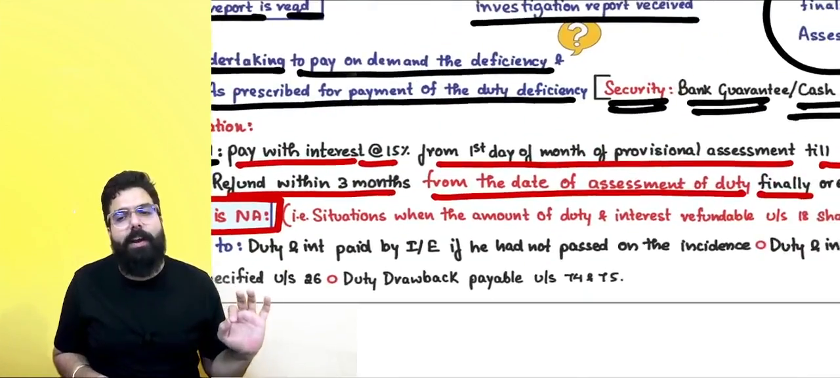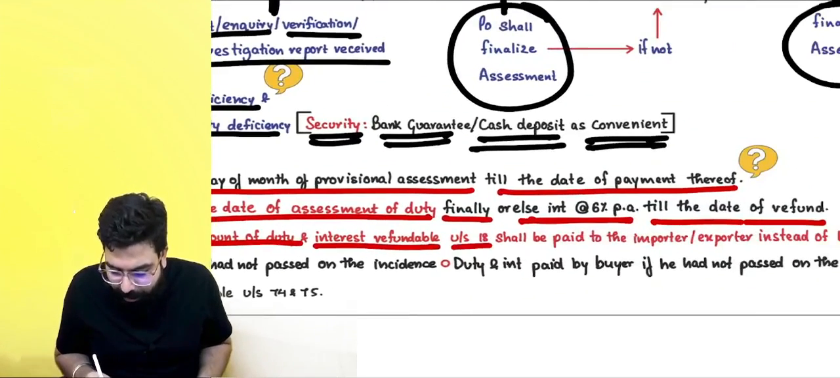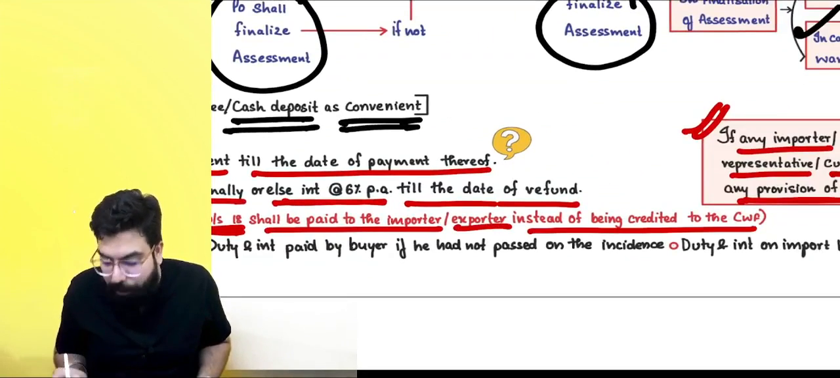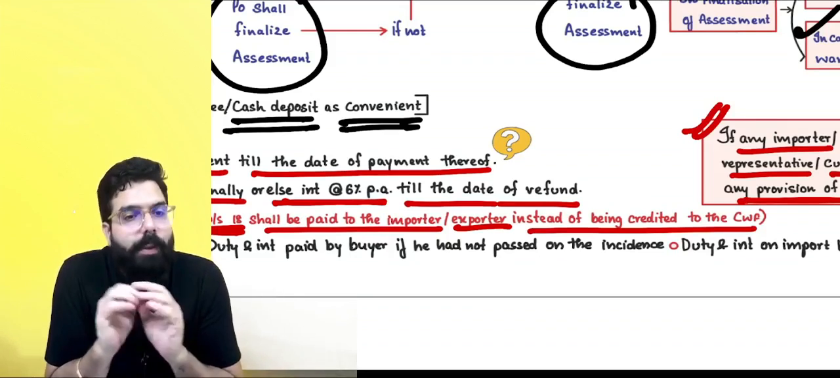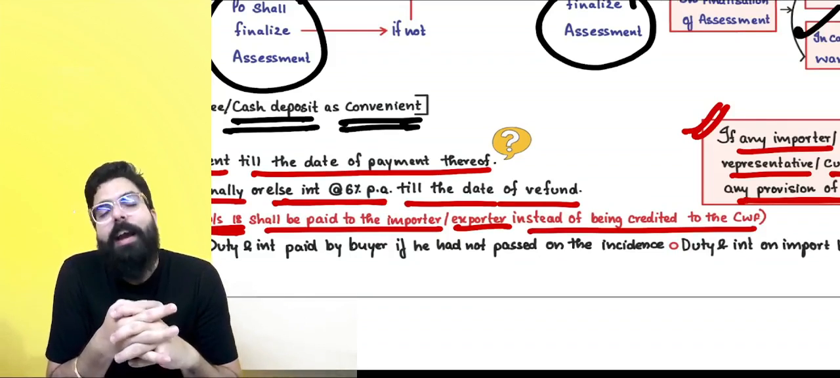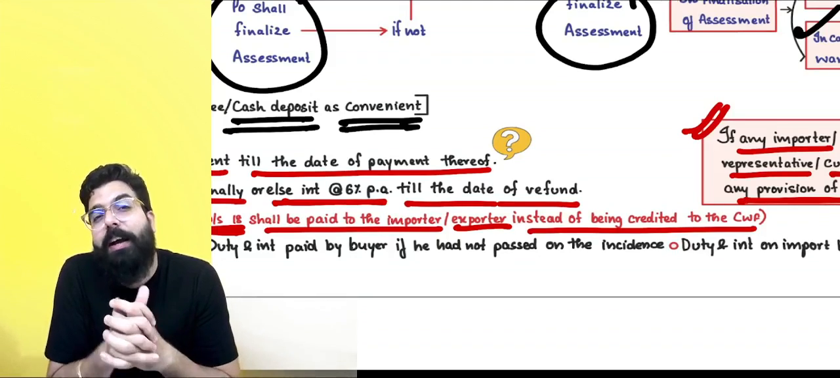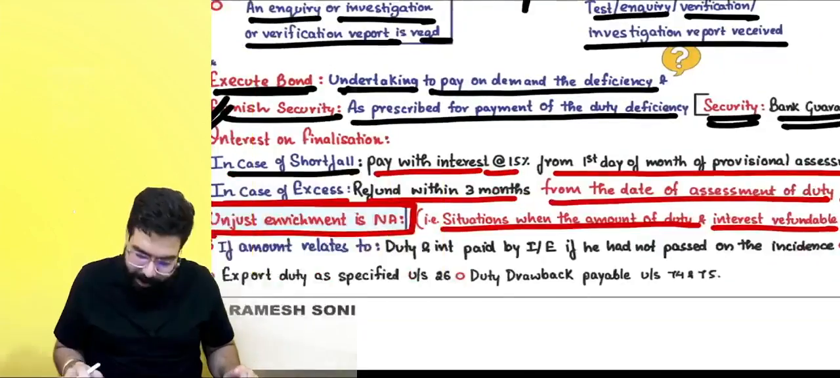Basically, the situations where the amount of duty and interest refunded under section 18 shall be paid to the importer or exporter instead of being credited to the consumer welfare fund. Remember always, custom duty is an indirect tax, and whenever they give you a refund, they will always put the refund in the consumer welfare fund. However, in this scenario, the refund shall be given to you.